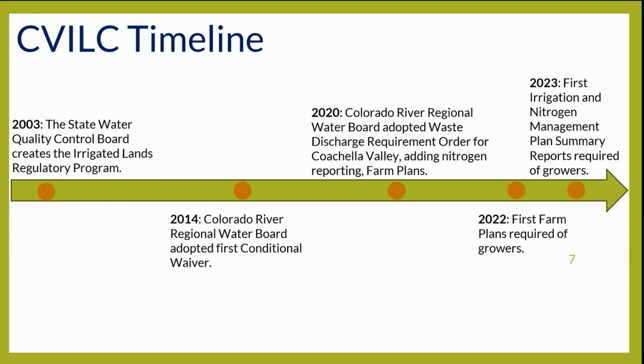EPA Clean Water Act. We have a Porter-Cologne Act in California. So it was just that ag was a little later than other things like cities and POTWs, or even cities, which have to comply with water quality regulations. In 2014 is where the Colorado River Regional Water Board adopted the first conditional waiver. And back in the Central Valley and Central Coast, they had adopted theirs in 2004.